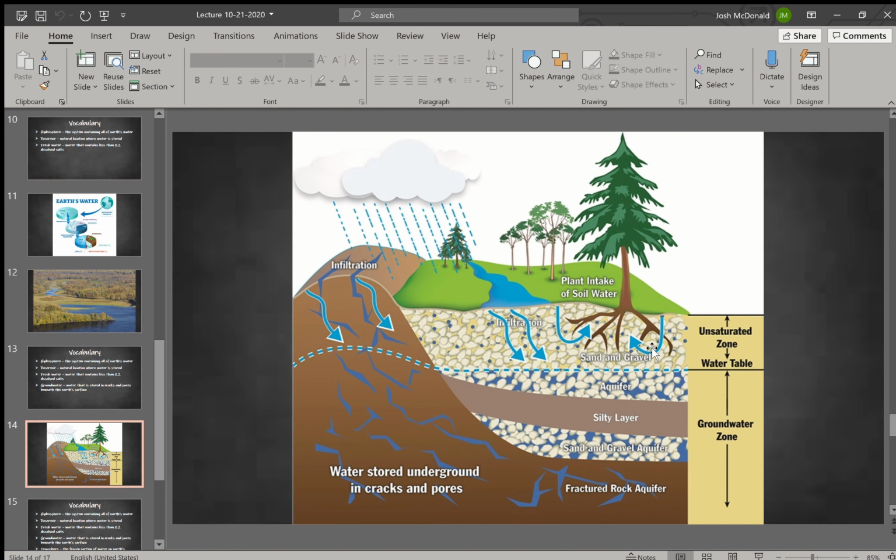So we can dig down. Now, where we are, our water table is actually very high because we're on a coastal plain. So you don't really have to dig down very far to get to this groundwater table. But that's the difference between the unsaturated area and your groundwater.